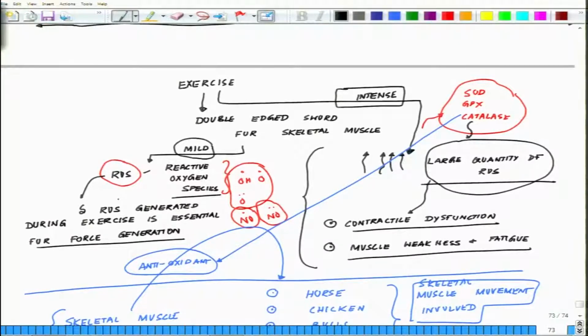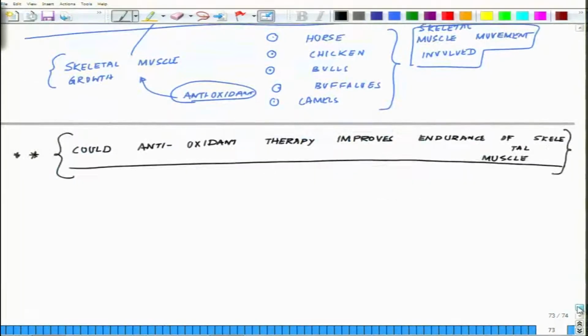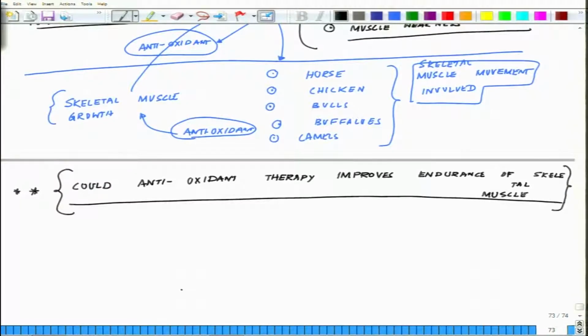Unless your system is well equipped with fully functional superoxide dismutase, glutathione peroxidase or catalase, you may suffer from contractile dysfunction, muscle weakness and fatigue. According to the current understanding of skeletal muscle physiology, ROS or free radicals at low and physiological level are essential for normal force production, whereas a higher level of ROS causes contractile dysfunction resulting in muscle weakness and fatigue.